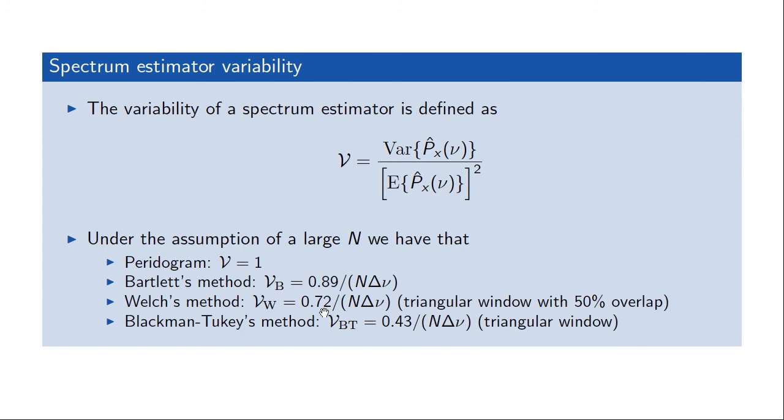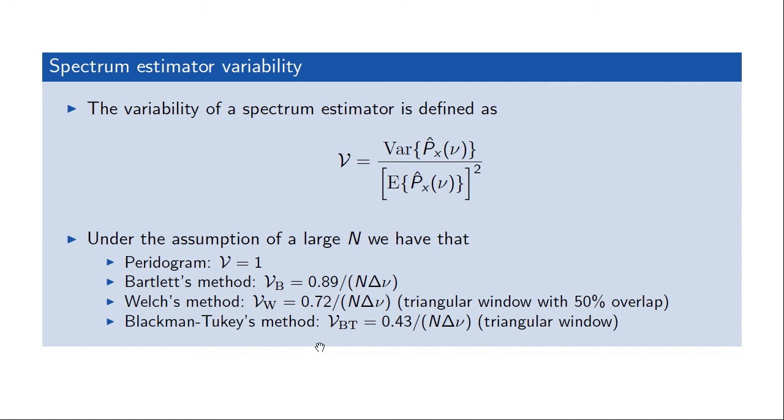So I previously said that you can get the variance of Welch at about 50% of the variance of Bartlett's method with 50% overlap. And the reason why this number here, 0.72, is not half of 0.89 is simply because in Welch method we also apply a window which reduces the spectral resolution somewhat. And in order to account for that, we need to take slightly larger blocks in order to get the same spectral resolution. And when we account for that, the actual gain is this drop from 0.89 to 0.72. And this whole calculation is again built on the assumption of a triangular window with 50% overlap.